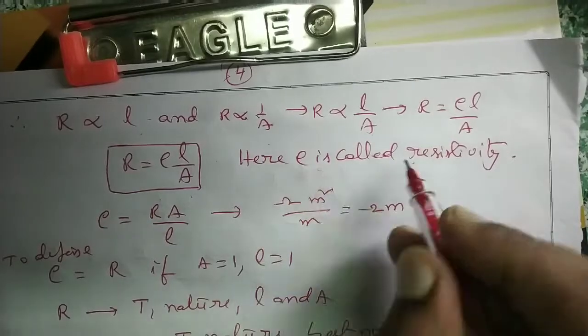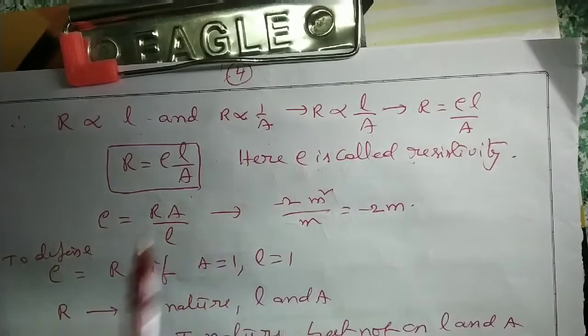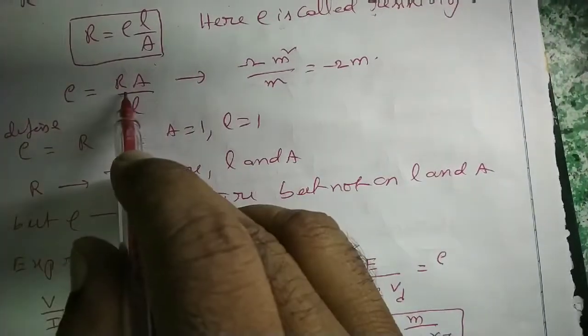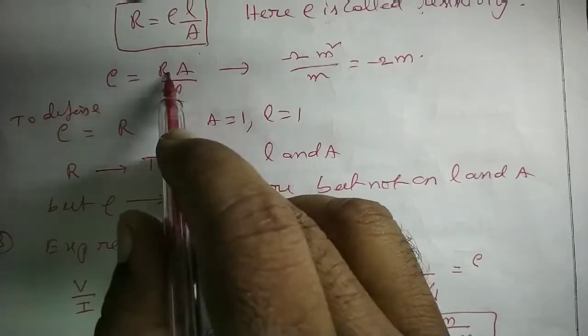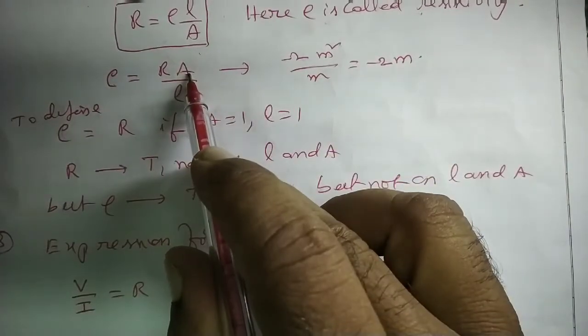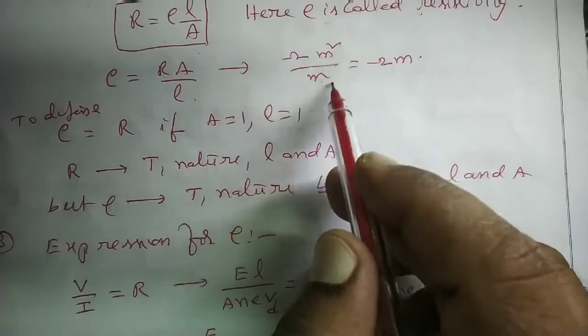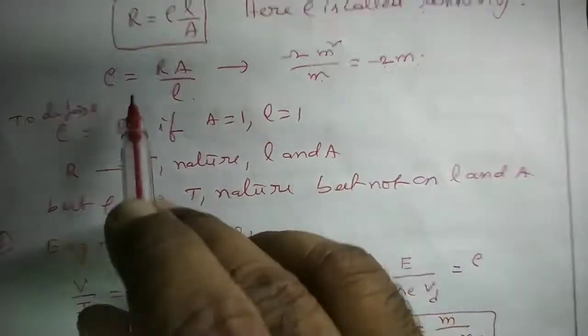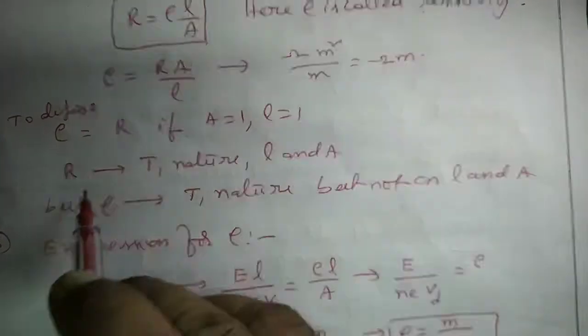Rho is defined for a material, R is defined for a given substance. Now from this we can take rho out separately. Then rho is equal to RA/L. Resistance unit is ohm, you know. Cross-section area is meter square. Length is meter. One meter got cancelled. Ohm meter we got. Means what? The unit of resistivity is ohm meter.